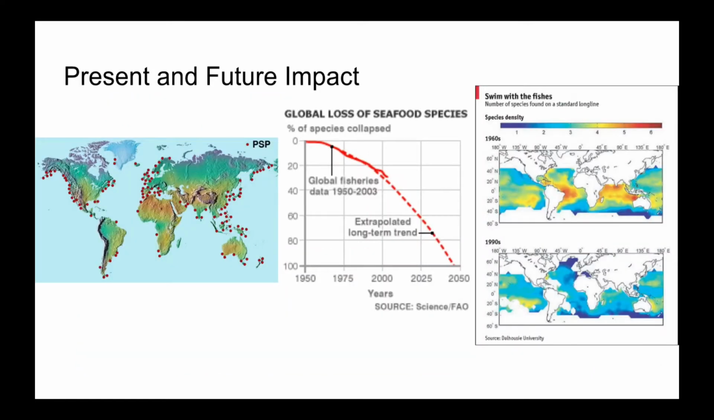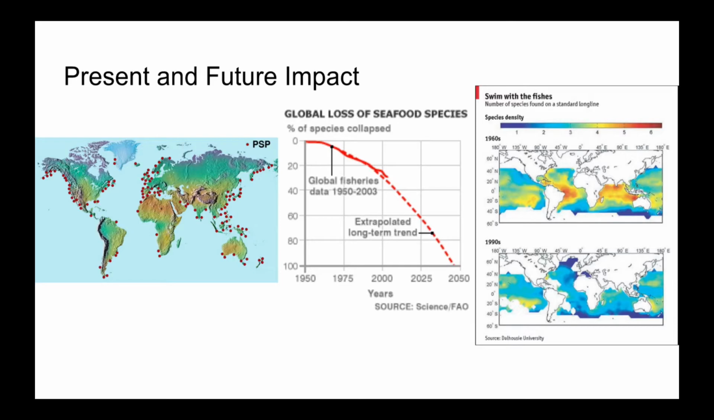Some of the issues that could arise from these algal blooms is that the fish species around the world are already collapsing. As you can see on the far right, since between the 60s and the 90s, the density of fish has greatly declined. And in the middle, you can also see how the fish have declined, and the extrapolated long-term trend is quite scary. So the algal blooms will kill these fish, which could make the problem even worse.